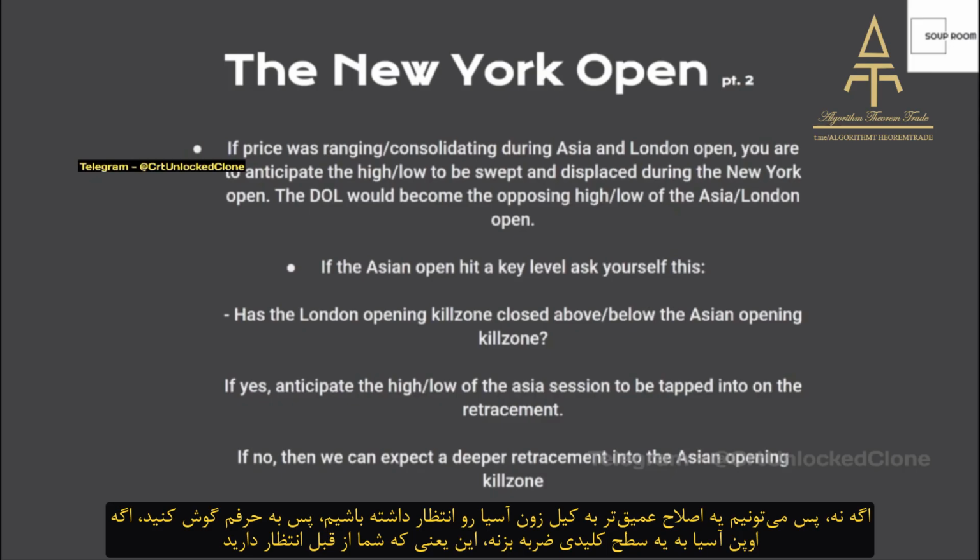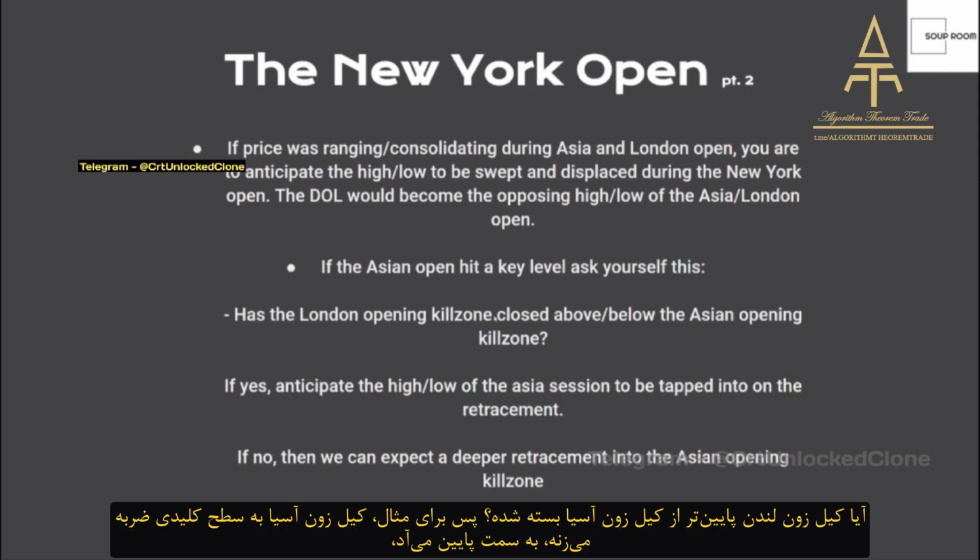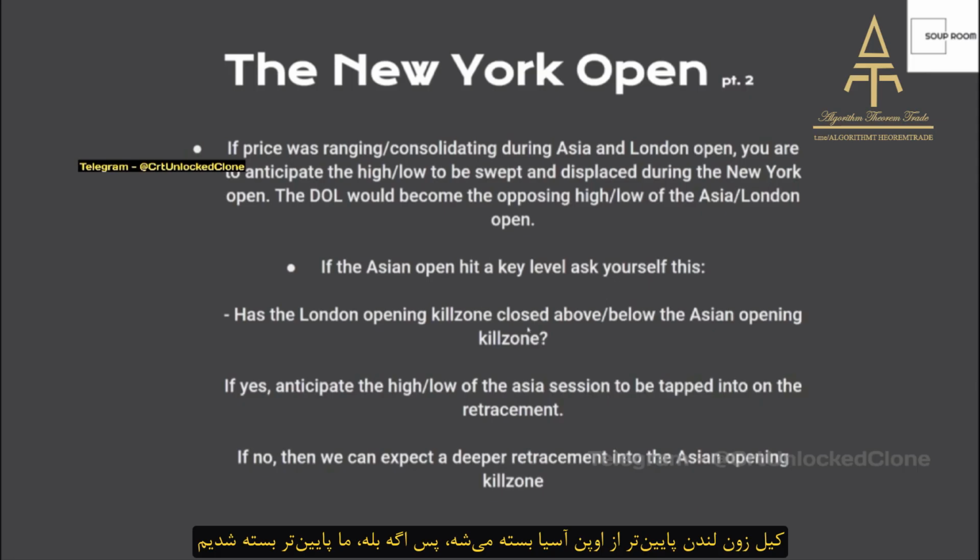So hear me out. If the Asian Open hit a key level, this means you already anticipate this being the high or low of the day. For this example, we will say that Asian Open hit a key level and created the high of day. This was during the Asian Open. Next, has the London opening kill zone closed below the Asian opening kill zone? So for example, Asian opening kill zone hit the key level, comes to the downside. London opening kill zone closes below the Asian Open.